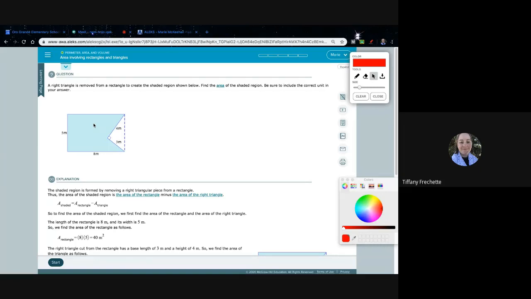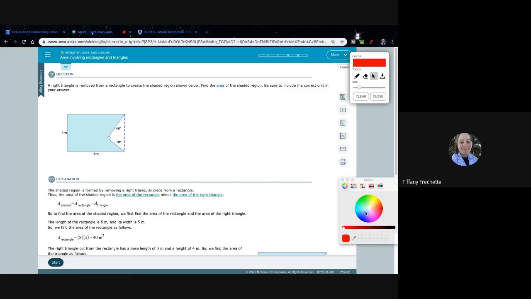Area involving rectangles and triangles. All right, so a right triangle is removed from a rectangle to create the shaded region below. Find the area of the shaded region. Be sure to include the correct unit in your answer.